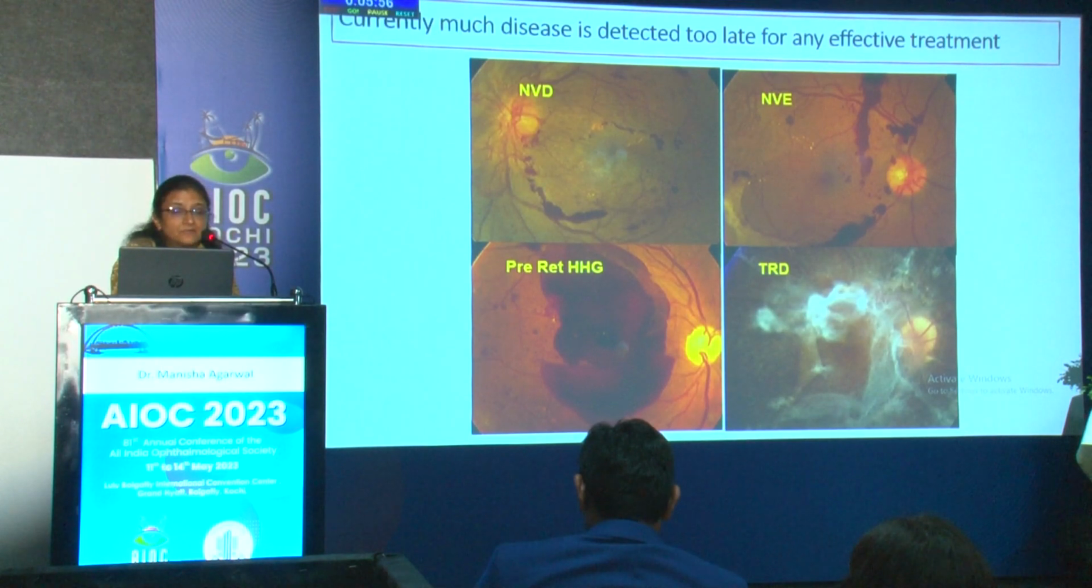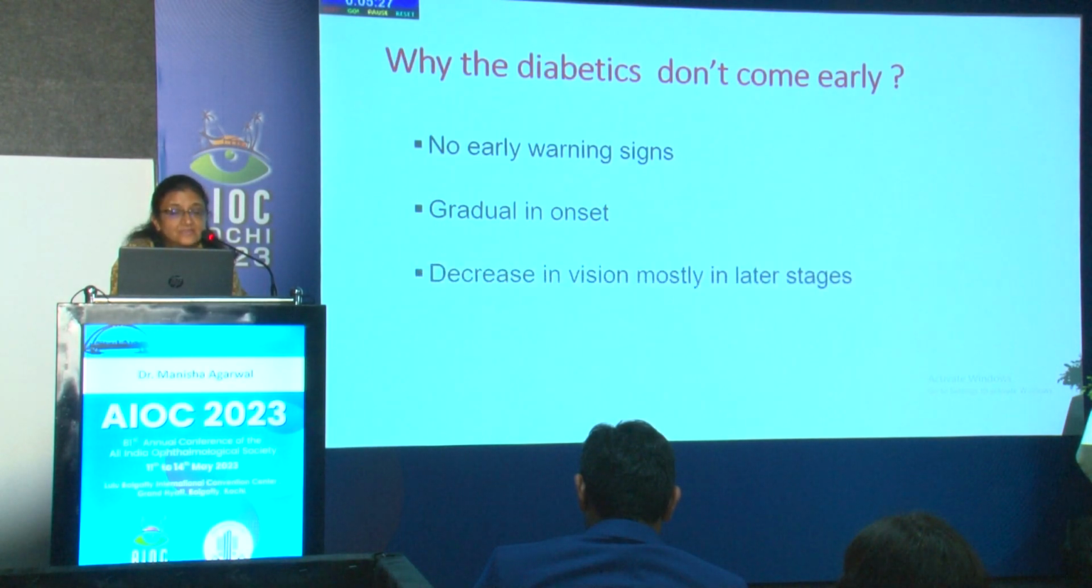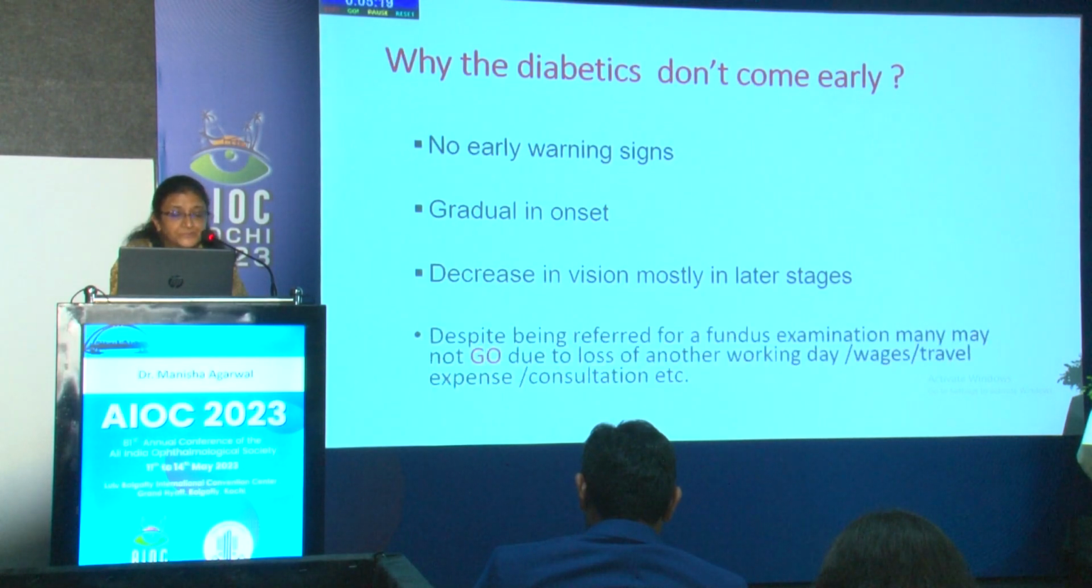And these are a few of the clinical photographs of my own patients who have presented to the clinic, where when we see, we wonder why these patients didn't come into our clinics much earlier. So if we question why the patients didn't come earlier to us, well, there are no early warning signs of diabetic retinopathy, and probably that's why they didn't feel the need of visiting an eye specialist. We know that diabetic retinopathy is very gradual in onset, and the decrease in vision mostly is in the later stages. And when they present to us, there already has been quite a significant permanent loss of vision.